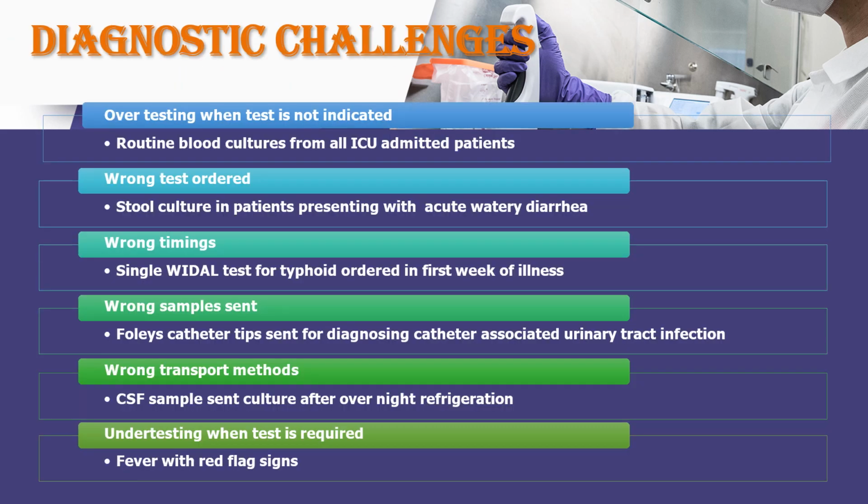Now, let's see what are the challenges for diagnostic stewardship. Over-testing when test is not indicated, that is, routine blood cultures from all ICU patients. Then wrong test ordered, for example, stool culture in patient presenting with watery diarrhea. Then wrong timings, single Widal test for typhoid in first week of illness. Then wrong samples, Foley's catheter tips are sent for diagnosing catheter-associated urinary infections. Then wrong transport methods, CSF sample is sent after overnight refrigeration.